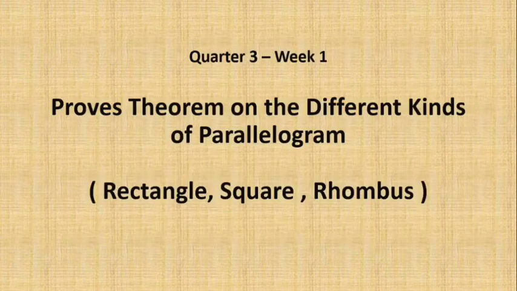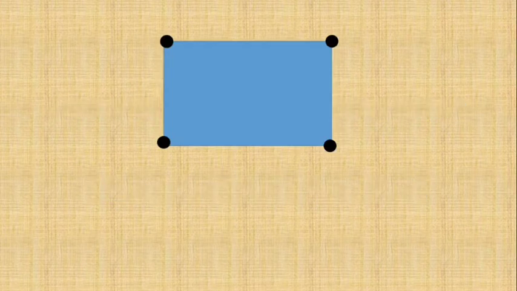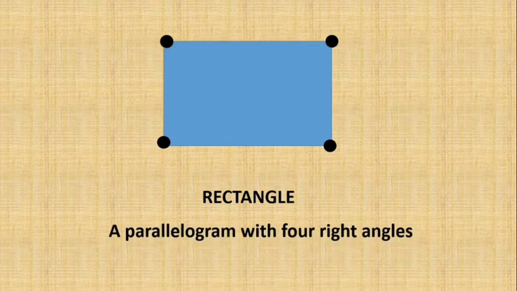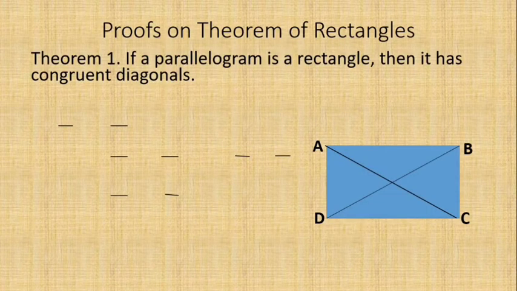Our topic for today is about proofs of theorems on the different kinds of parallelogram: rectangle, square, and rhombus. Learners, what do you call this figure? Yes, very good. It's a rectangle. And what is a rectangle? True! A rectangle is a parallelogram with 4 right angles. The following are proofs on theorems of rectangles.